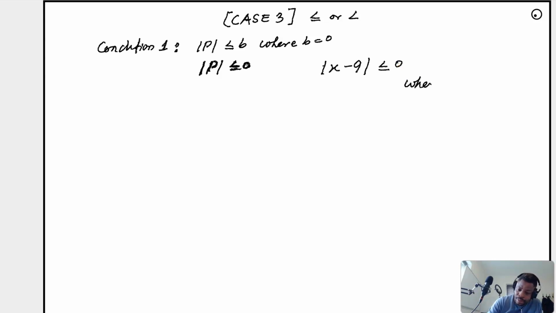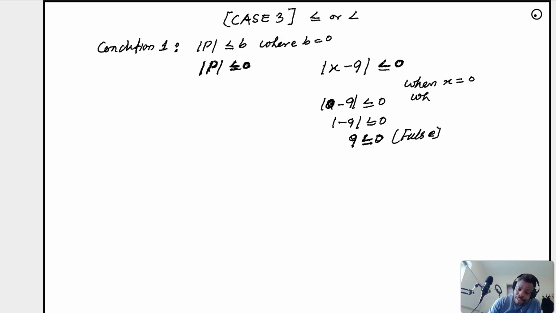Let's say when x is equal to 0 now, for an example. So put 0 here. 0 minus 9, that is minus 9. The modulus of minus 9 is 9. So 9 is not less than 0. So the statement is 9 less or equals to 0. This is false. Why? Because 9 is not less than 0 and 9 is not equal to 0.